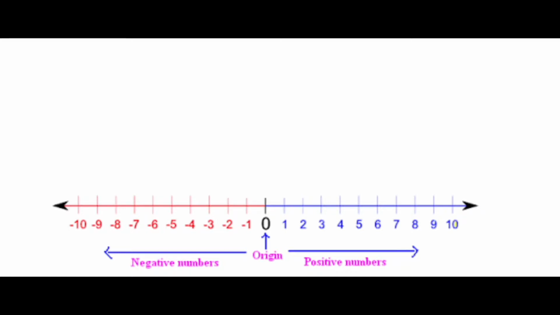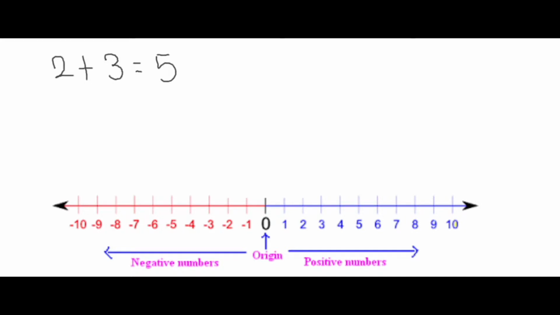So let's start with addition. Let's take 2 plus 3. So I'm going to take a number line first. I'm going to start with this 2. I have 2 here on the number line and I'm going 3 units to the right. 1, 2, 3. So my sum is 5.